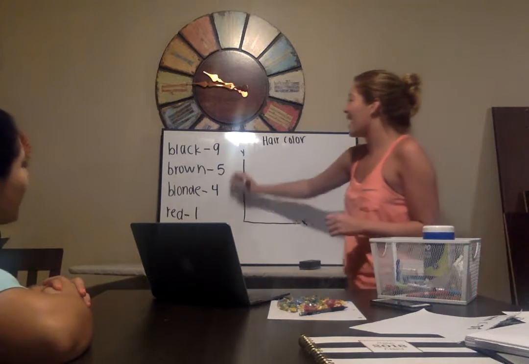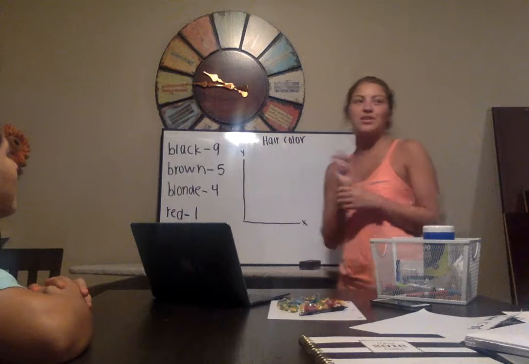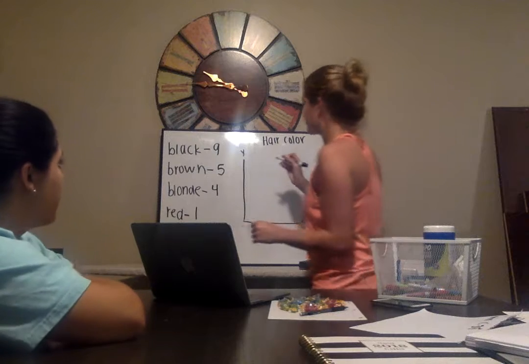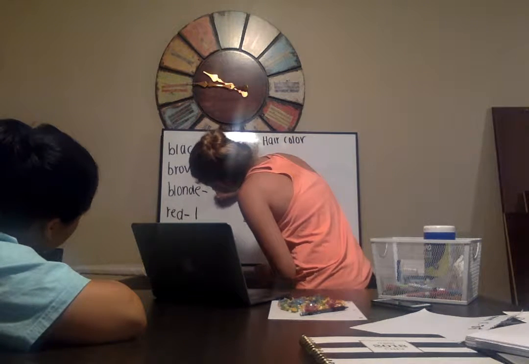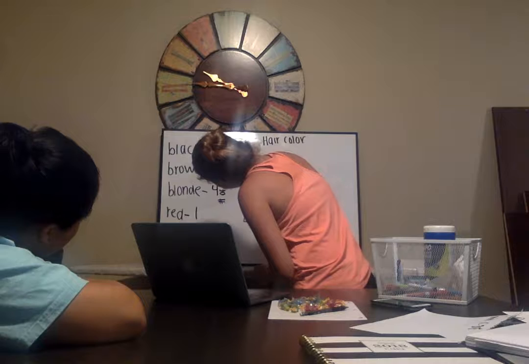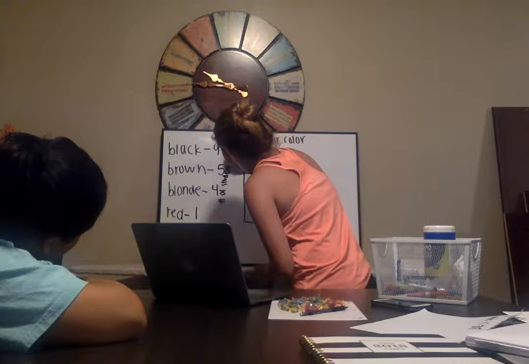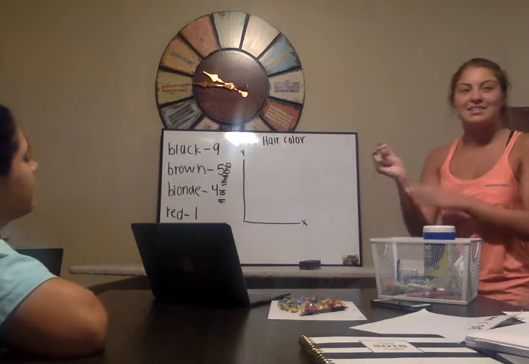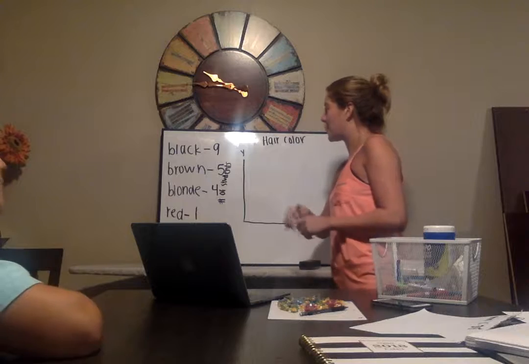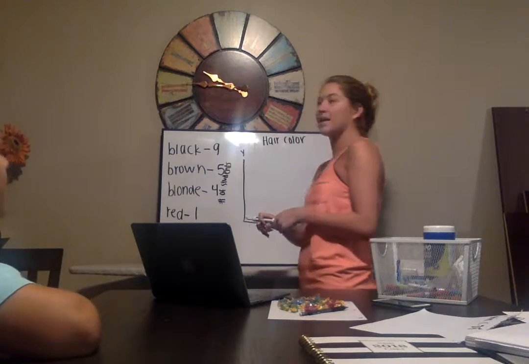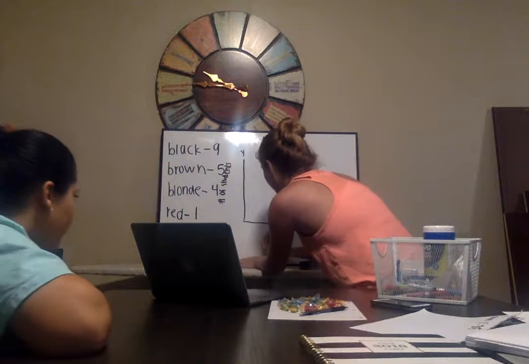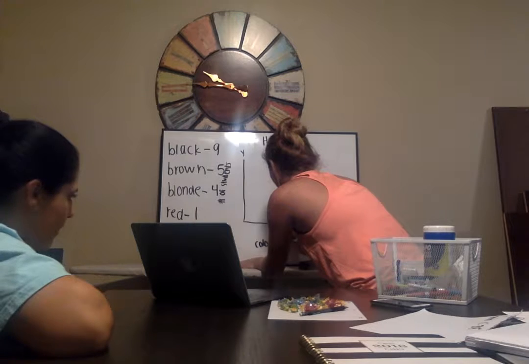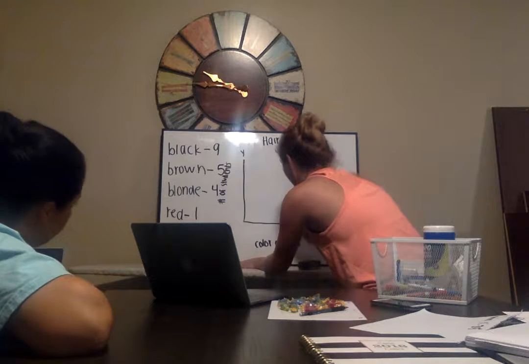Okay, so the y-axis should be labeled. What should it be labeled? With the number of students. Number of students. So I will just put that in. Okay, and then our x-axis should be labeled the categories. So black hair, brown hair, but we'll do color of hair. And it has to be labeled.